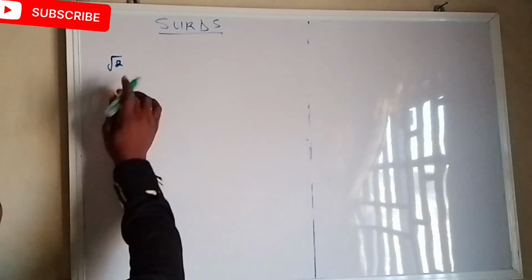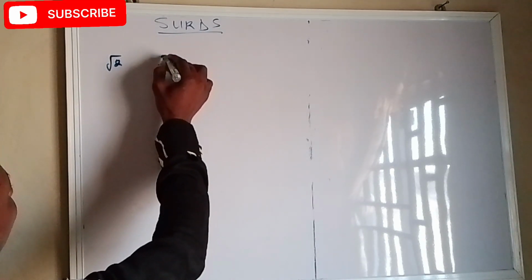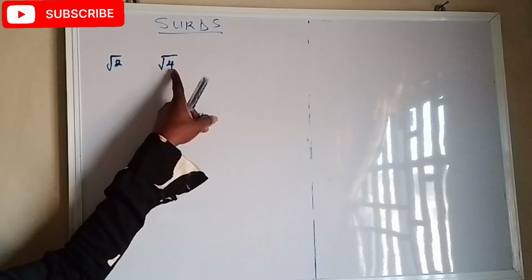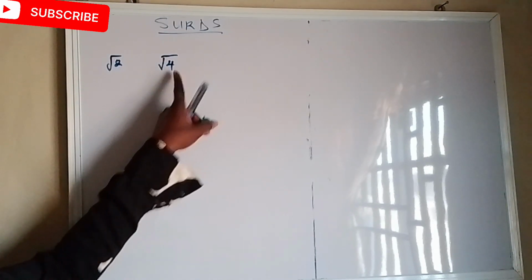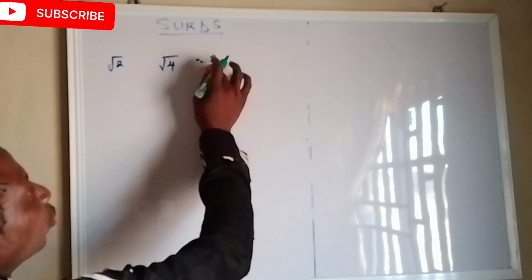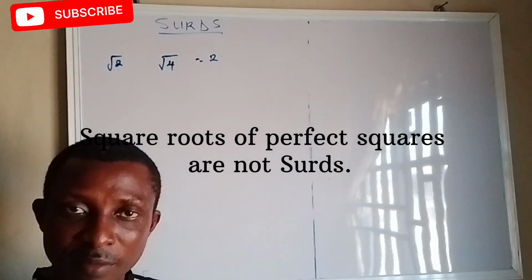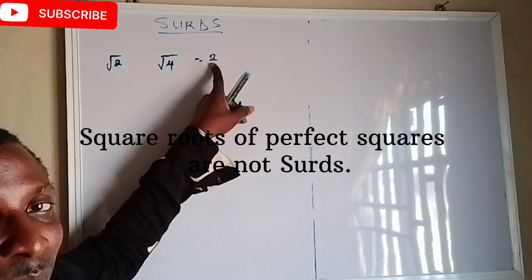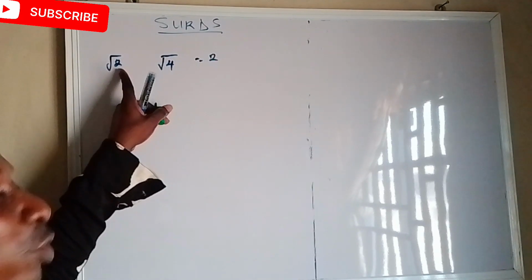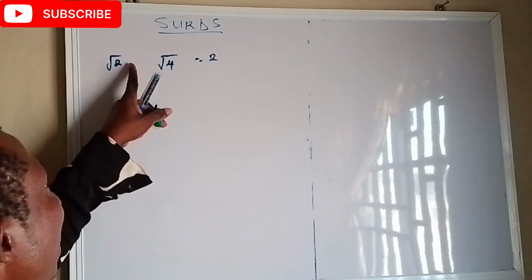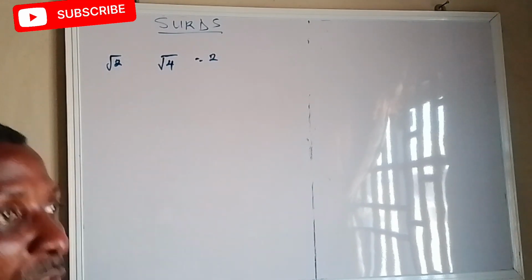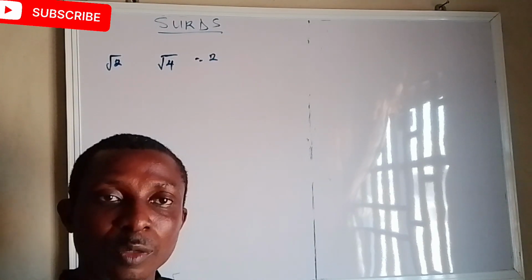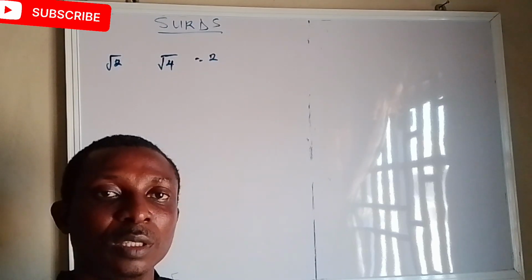Now, if we have the square root of 4, look at this. This is not going to be a SURD, because what we have inside here is a perfect square, and the answer is 2, and 2 can be expressed as a fraction. So that makes it a rational number. But once we have the square root of a number whose answer is an irrational number, we call such a number a SURD.